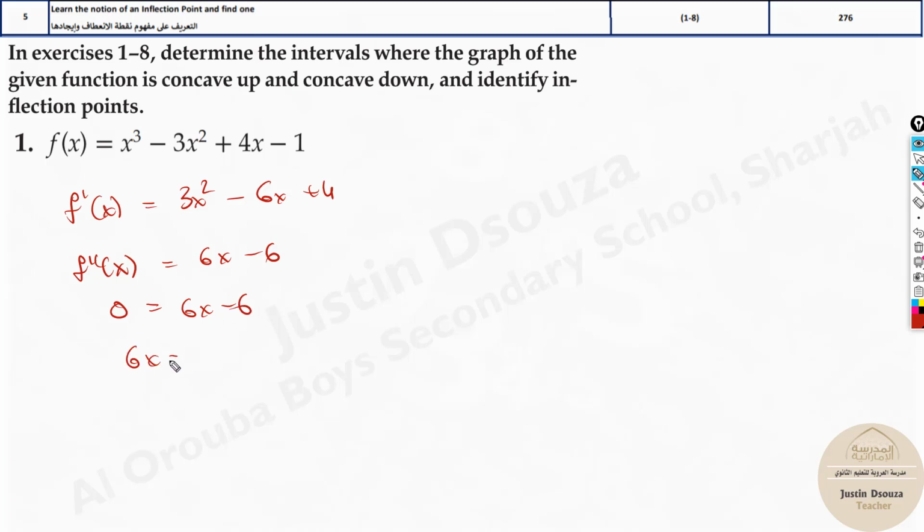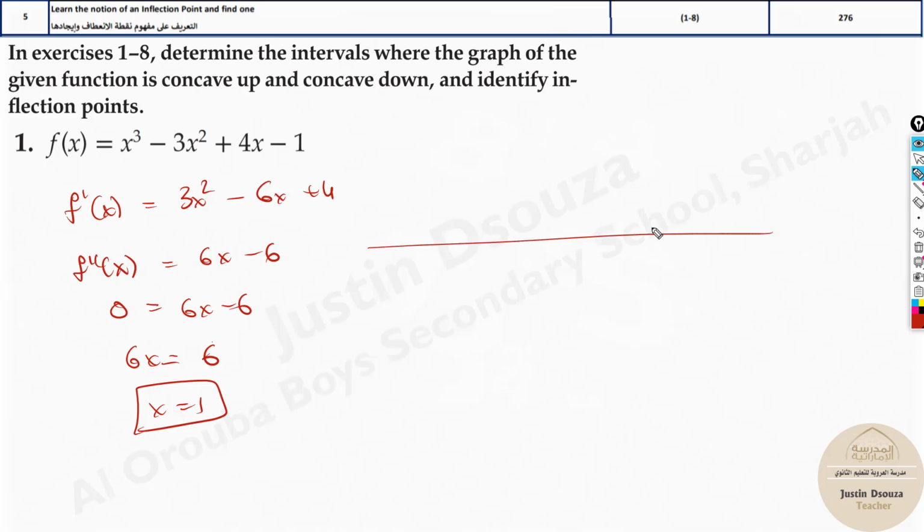It will be 6x equals positive 6. This minus 6 becomes positive and goes to the other side. I have written 6x first. x will be 1. This is the inflection point. Now, when the inflection point is just 1, in such cases don't use a complicated method or anything. It's very easy. This is it.